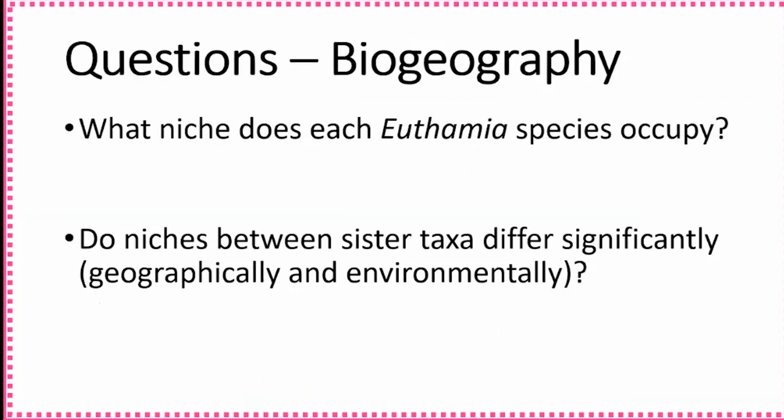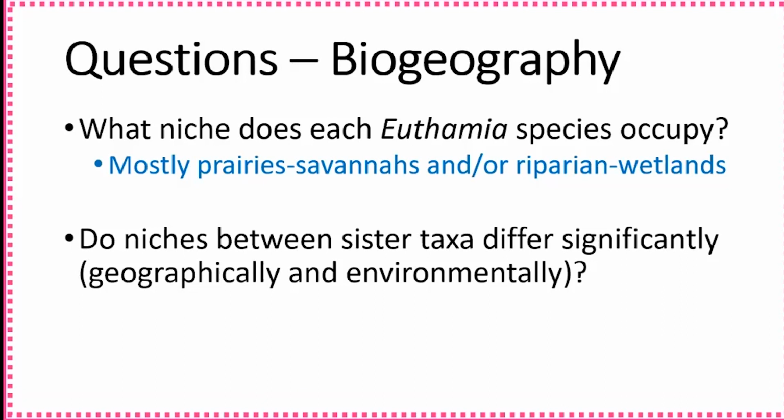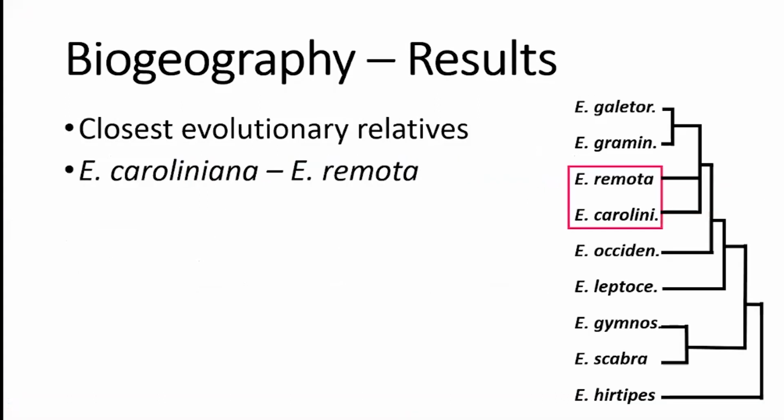So with this, essentially all species are in prairies, savannas, or riparian wetlands, essentially anywhere fairly mesic or somewhat hydric or wet, where there's a lot of grasses growing, is where these are very common, especially in the eastern US. Now, for the niche comparisons, I'll be comparing the closest related taxa here.